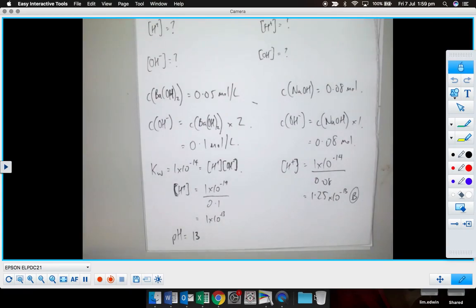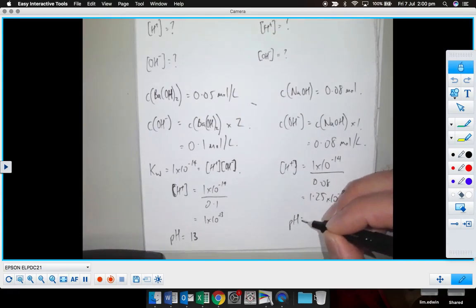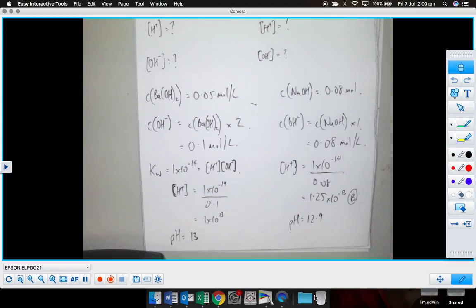And this one here, the concentration of H+ ions is 1.25 times 10 to the negative 13. So that's 1 e to the negative 14 divided by 0.08, then I'm going to do negative log of the answer, which gives a pH of 12.9 here.